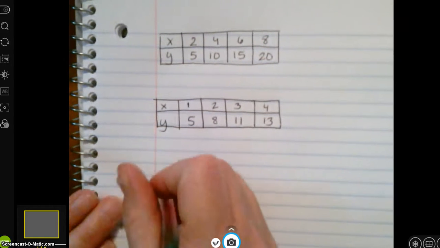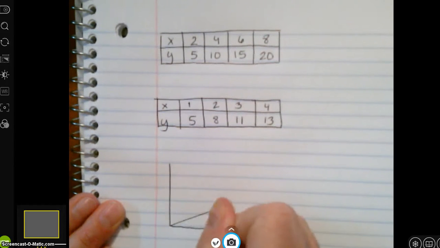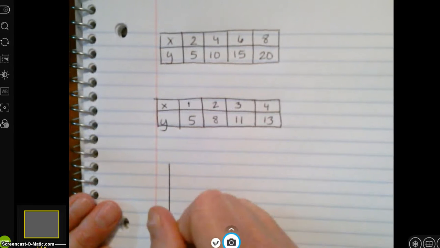And remember, if it's proportional, guys, it looks like that. Linear, goes through 0, 0. Okay? So just so you have a picture of what proportional looks like.